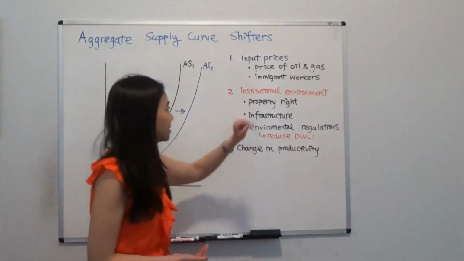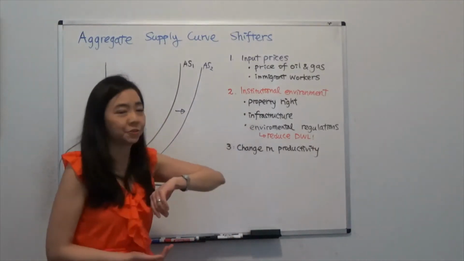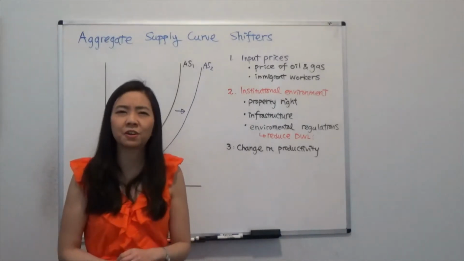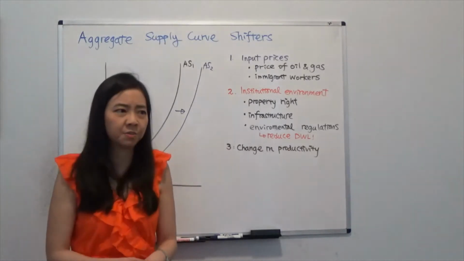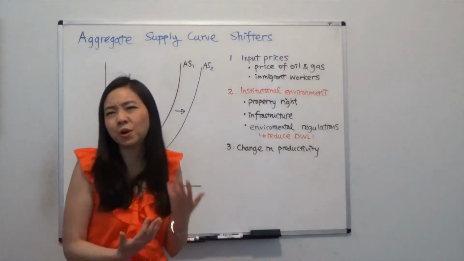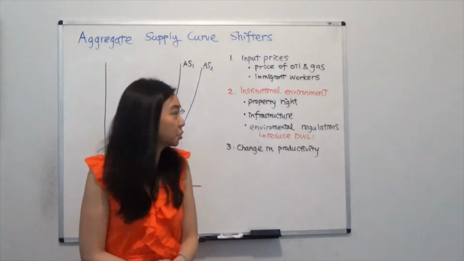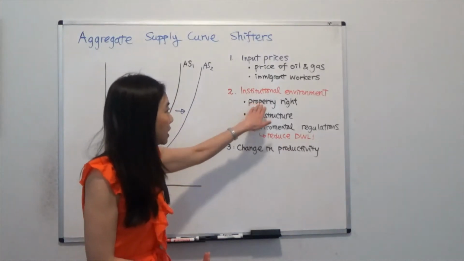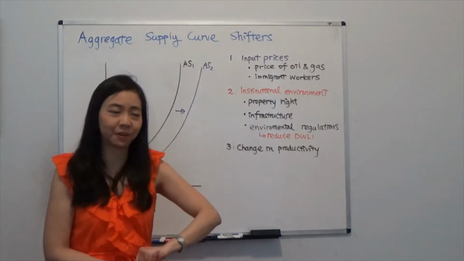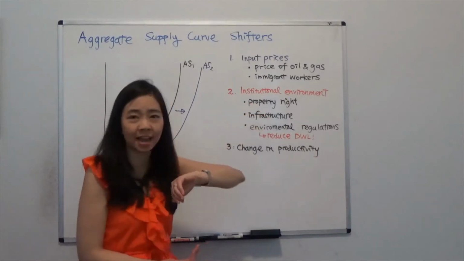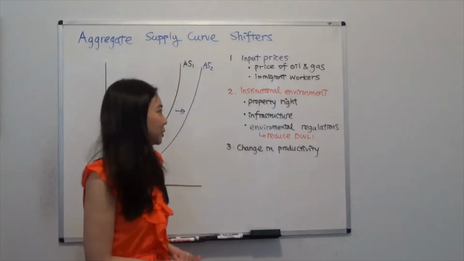And the next is institutional environment. So the first one is property right. So think about this. If there is no property right, then you build a house, then someone else is going to come and snatch it, right? So you will have less willingness to build things. So in the United States, we enforce property right, and therefore that is good for our aggregate supply. So the better property right protection, the more it is going to shift our aggregate supply to the right.